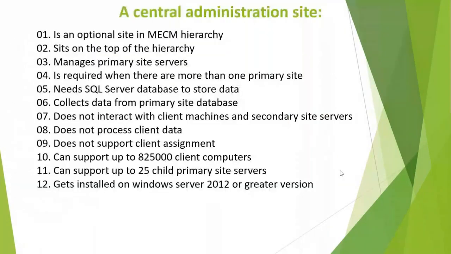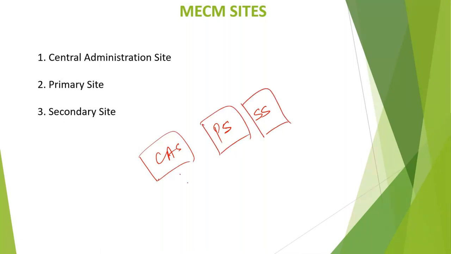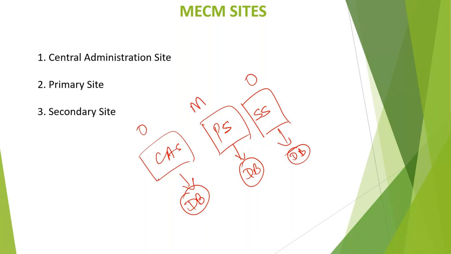Now we have three sites in SCCM. Yesterday we discussed it. The central administration site server, the primary site server, and the secondary site server. These are three different site servers, and all of them need a database. This one is optional, this one is mandatory, this one is optional. So in order to create a server, what do we need to have?